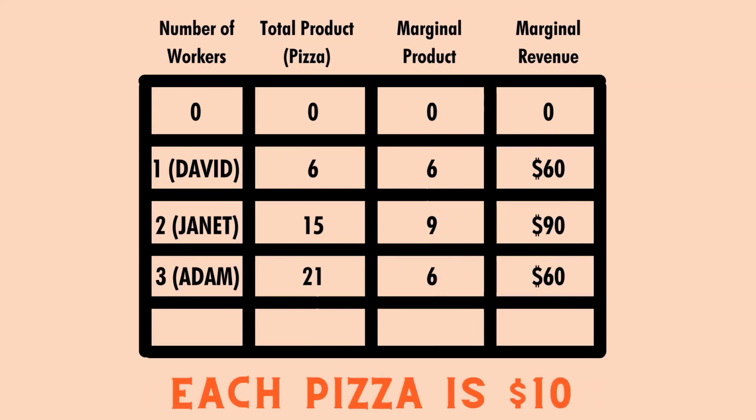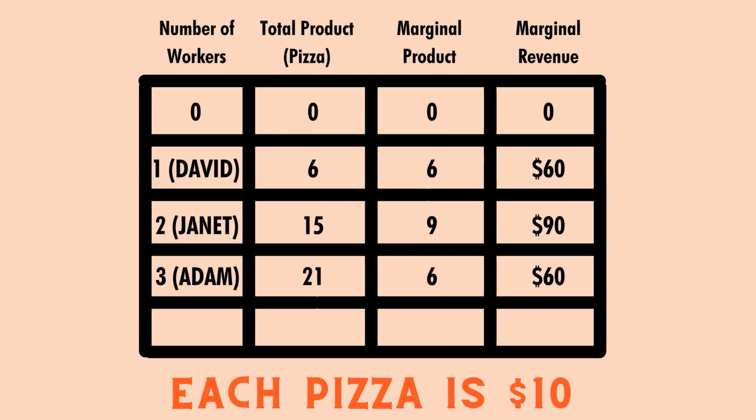Now with the addition of our third worker, Adam, the total product increases to 21, and we can calculate Adam's marginal product by subtracting 15, the previous worker's total product, from Adam's total product. And yeah, 21 minus 15 is 6, and 6 is whatever Adam contributes to the pizzeria. And to calculate Adam's marginal revenue, we would do 6 times $10 per pizza, which would give us $60, which is whatever Adam contributes to the pizzeria himself.